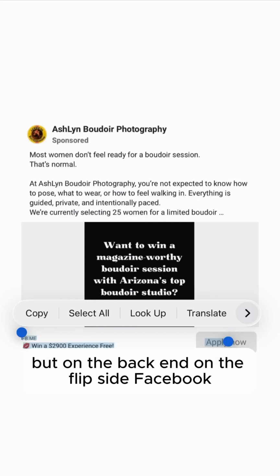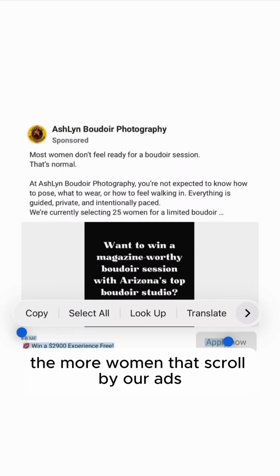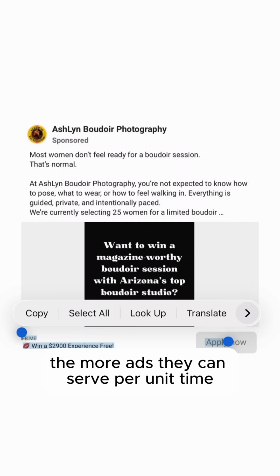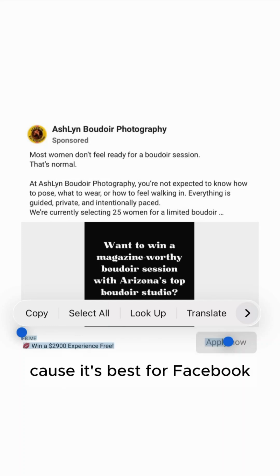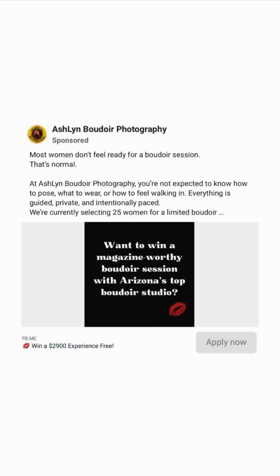But on the flip side, for Facebook, the more women that scroll by our ads without interacting, the more ads they can serve per unit time and the more money they make. So we never want to follow anything Facebook recommends us to do, because they're recommending it because it's best for Facebook.